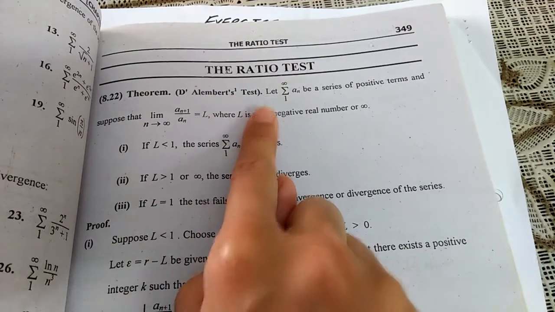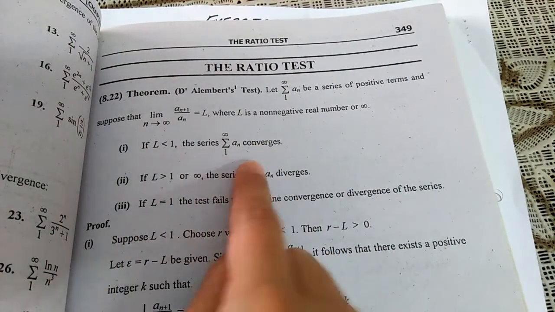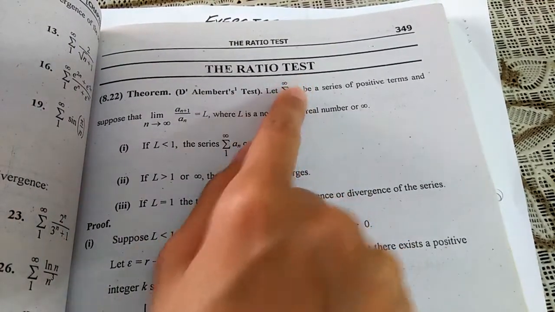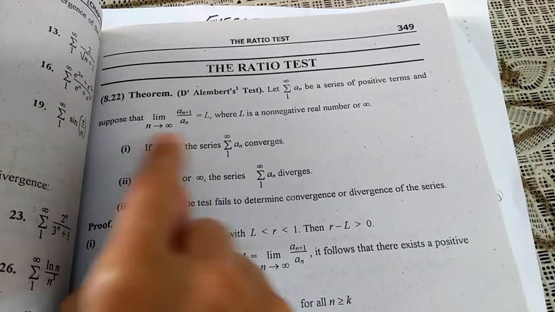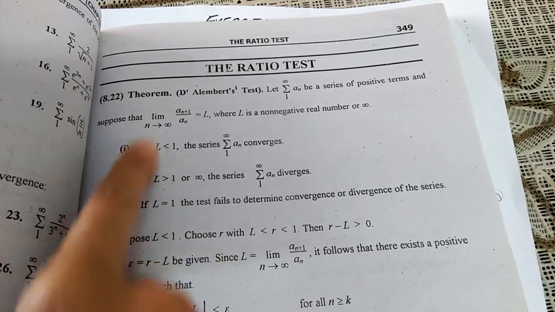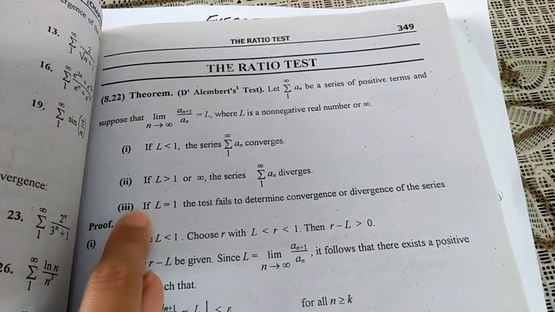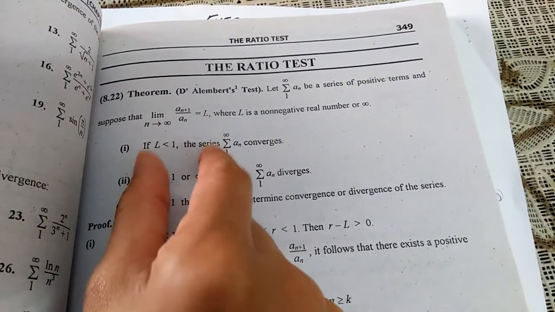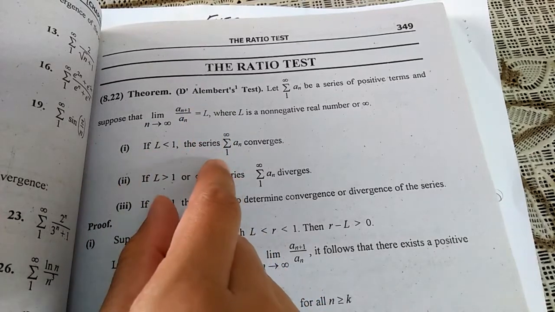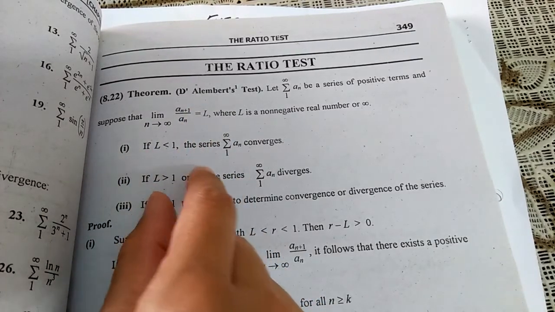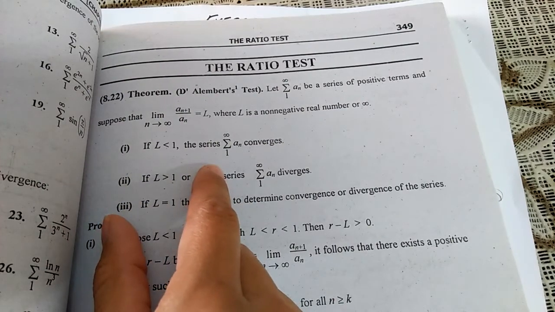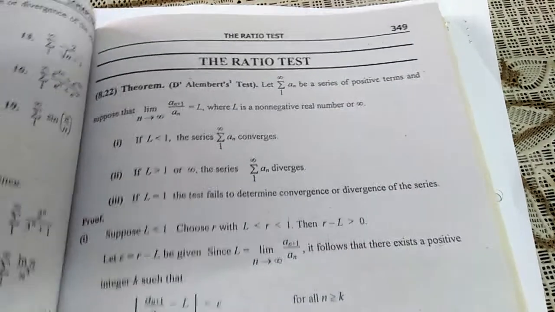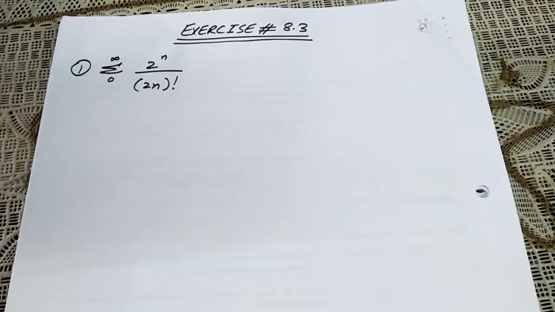Now this ratio test is easier as compared to the previous tests, because in this test you directly divide a_(n+1) by a_n and apply the limit, and you will get some answer and observe that answer according to these postulates. This test is relatively easy to solve as compared to the limit comparison test, the simple comparison test, or the other divergence tests as well. Let's start from question number 1 of this exercise.